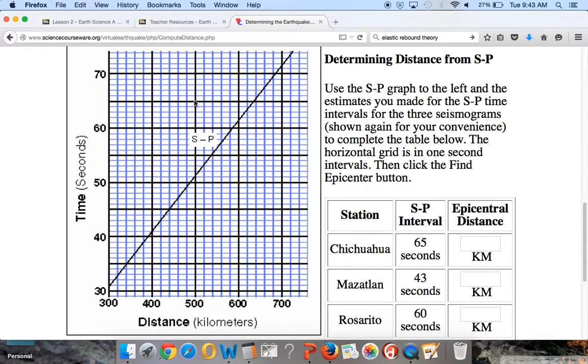These are by seconds. And we're going to go across to where this intersects, right here at this line. This is 640 kilometers away. It's slightly below that, so we're going to go at about 635 kilometers. The next one, 43 seconds. Here's 40, 1, 2, 3, move over. It's right here on this line. If we go down, 420 kilometers.